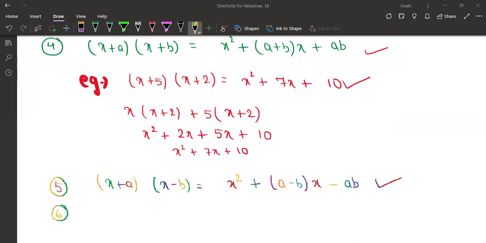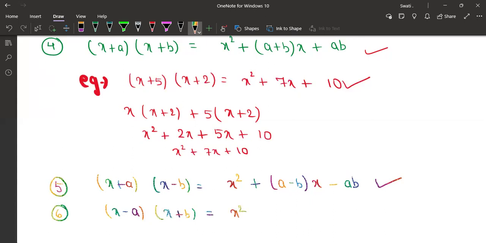So the sixth one is x minus a into x plus b. Now see, we had the first case where we had plus plus. Second case where we have plus minus. Third case where we have minus and plus. So x minus a into x plus b. So this will become simply x squared.